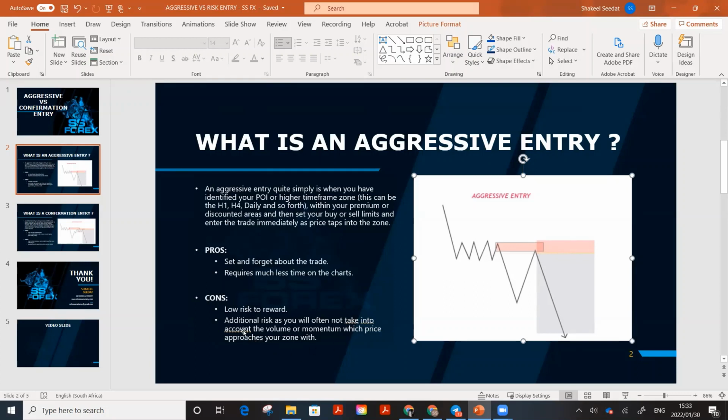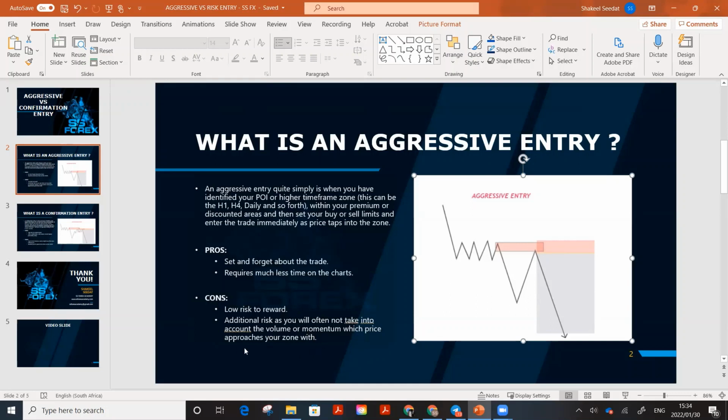Your cons: it's a low risk to reward trade. This is because generally on your higher time frames, your stop losses are a lot bigger, especially when it comes to supply and demand zones. If you're looking at an H4 supply zone or an H1 supply or demand zone, the stop loss tends to be much bigger than the one you would have identified on an M5 or an M15, for example. Hence why your risk to reward isn't that great.